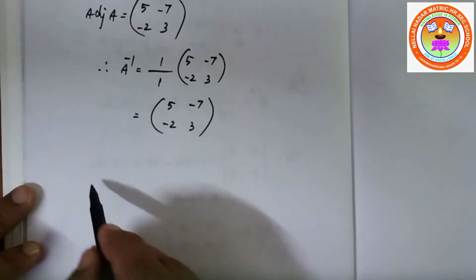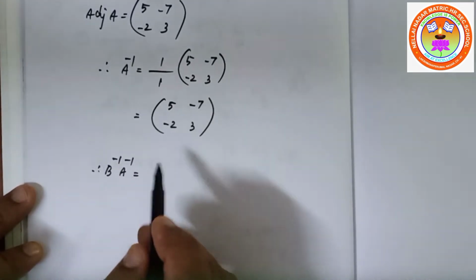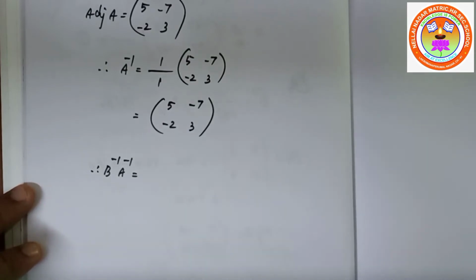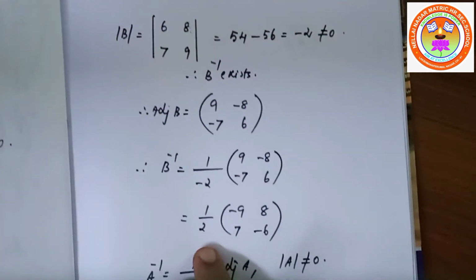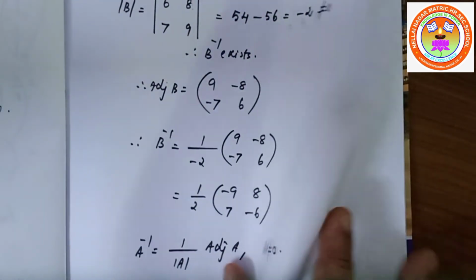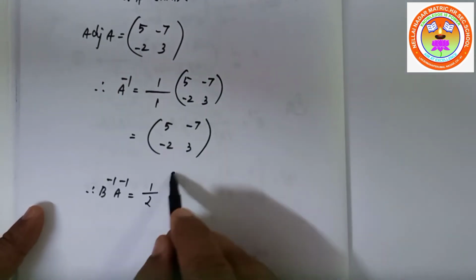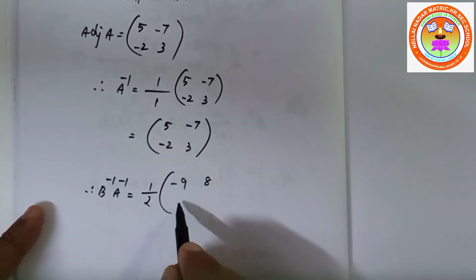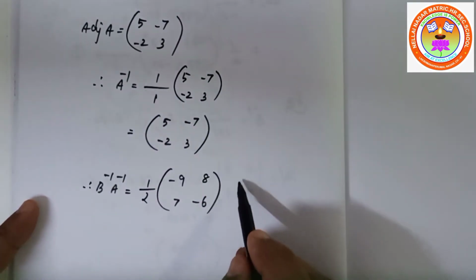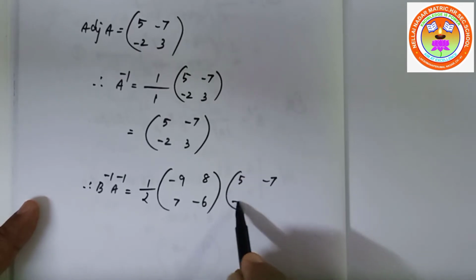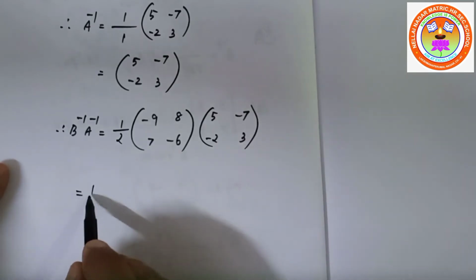So finally you have to find B inverse into A inverse. B inverse into A inverse is equal to, we already got that B inverse. Here it is, B inverse is equal to 1 by 2 times 2, minus 9, 8, 7, minus 6, into A inverse. Here it is, that is 5, minus 7, minus 2, 3. Okay children, you have to retain that 1 by 2 as it is.